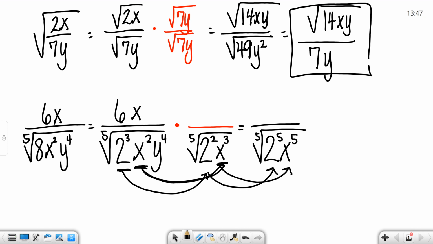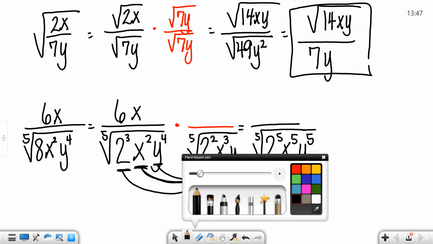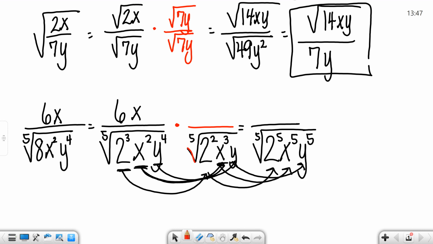And then the last thing would be our y. My y right here, I want it to be y to the 5th. So I'm going to multiply y to the 4th times y so that I get y to the 5th. Now whatever we choose to multiply down here in the denominator, that's what you do on the top and the bottom.